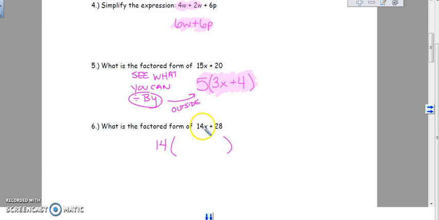Now I do division. 14 divided by 14 is 1, and I'm still stuck with the x. 28 divided by 14 is 2. Okay? And I also can rewrite this as x plus 2. I don't necessarily need that 1 in front. It's correct either way, though. All right, let's move on.